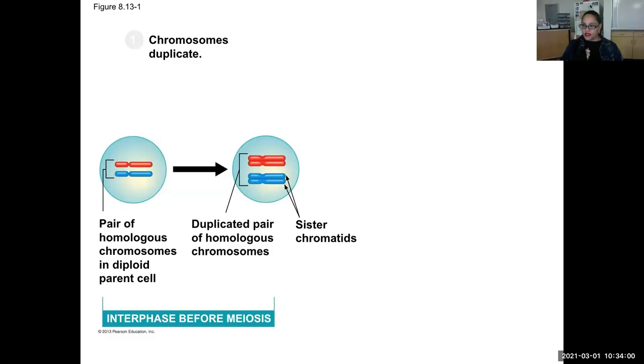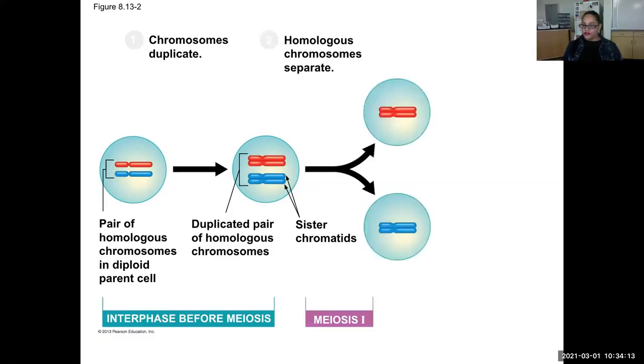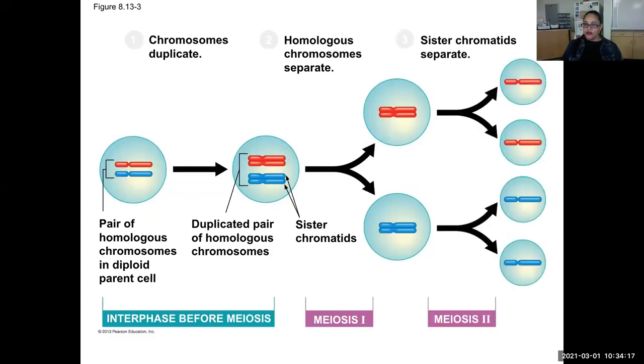So this is, again, an overview of meiosis. What happens during interphase before meiosis, the pair of homologous chromosomes in a diploid parent cell line up together, then they duplicate. During meiosis 1, the homologous chromosomes separate. And then during meiosis 2, the sister chromatids separate. And in the end, when the sister chromatids separate, you're left with half the information in each cell.